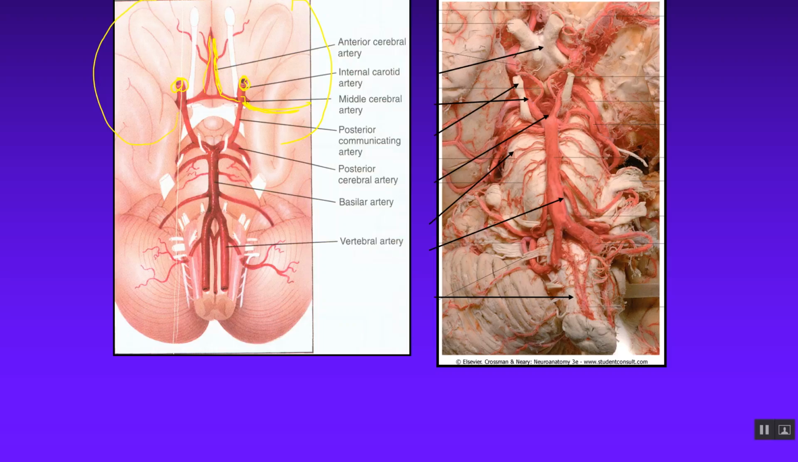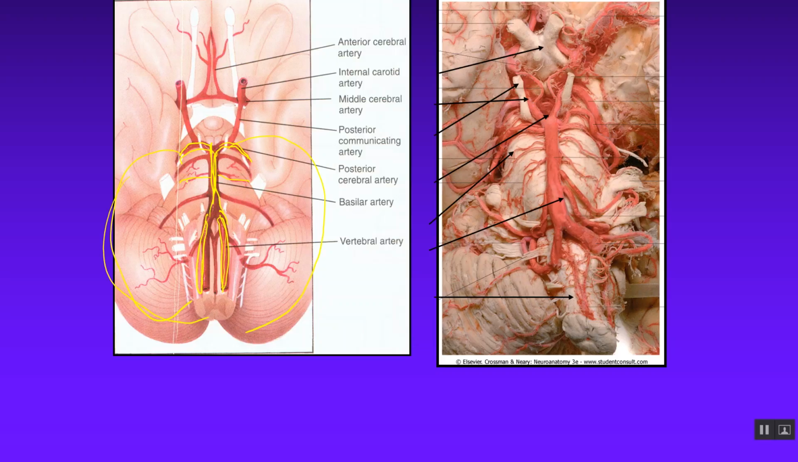So it's internal carotids. And then here's the vertebral arteries coming up on each side, and then they join to form the basilar artery, which then eventually terminates and divides into two posterior cerebral arteries. And they're going to supply this inferior and back part of the brain, and cerebellum and brainstem.